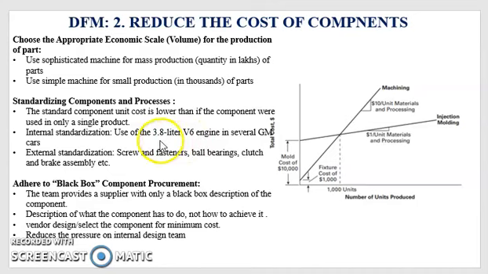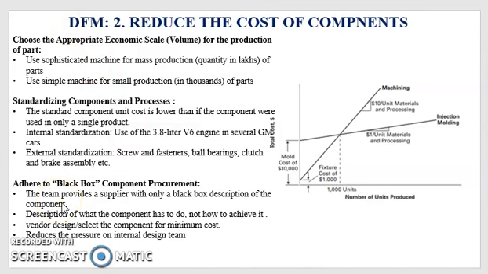The use of a common 10 mm SHC, that is socket head cap screw, across several manufacturers is an example of external standardization. The standard component unit cost is always lower than if the component is not used on a mass scale.